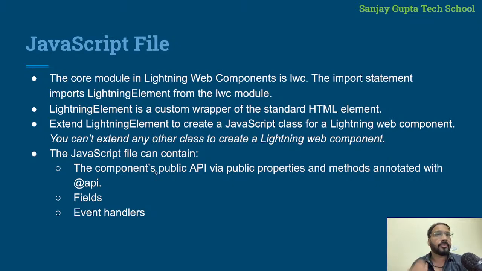And the JavaScript file can contain a public API via public properties and methods annotated with @api. In tomorrow's session, I will be discussing more about this @api. Then we can have fields, we can have event handlers, right? These are the basic things mentioned here. We'll be creating lots of variables and lots of functions in JavaScript files so that you can understand how it basically works.